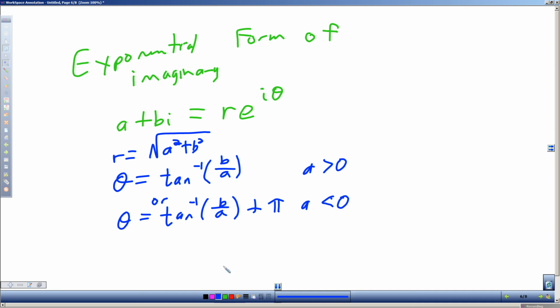So if we had, say, 3 plus 4i, what is r going to be? r is going to be 5. So this is equal to 5 e to the i and then here a theta. So that's 4 over 3. Inverse tangent of 4 thirds. So will we be given the left side and we'll have to find the right side?